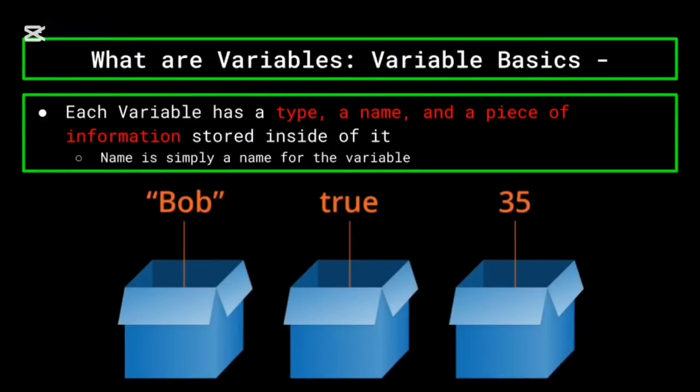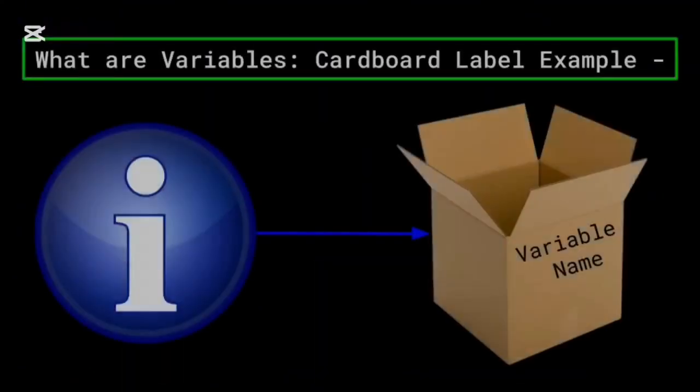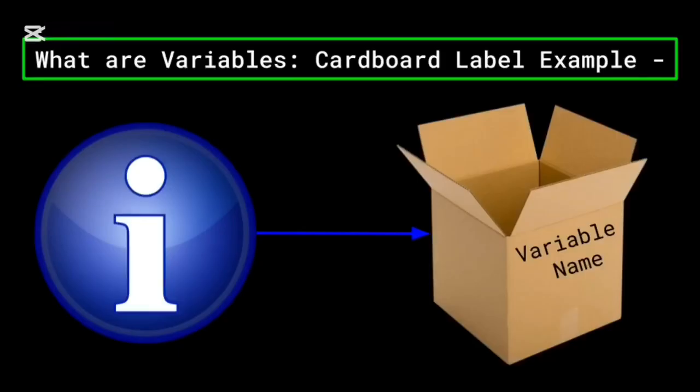Each variable simply has a type, a name, and a piece of information stored inside of it. The type and piece of information will be covered next, and the name is simply a name for the variable. Think of it as writing out a label on the cardboard box in Sharpie.